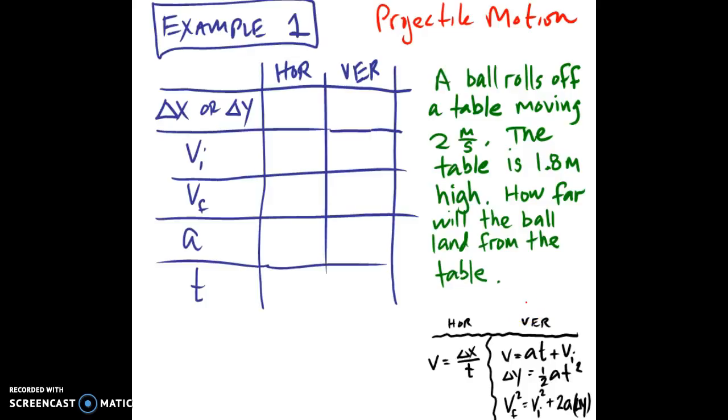A ball rolls off a table moving 2 meters per second. The table is 1.8 meters high. How far will the ball land from the table?